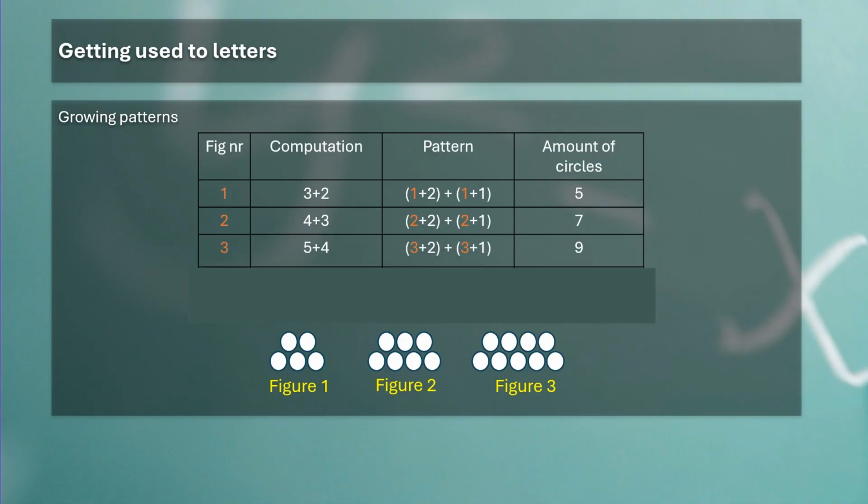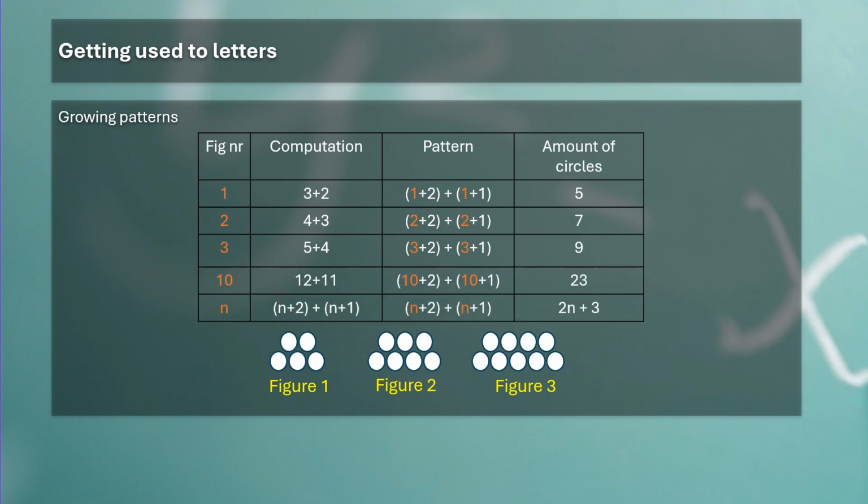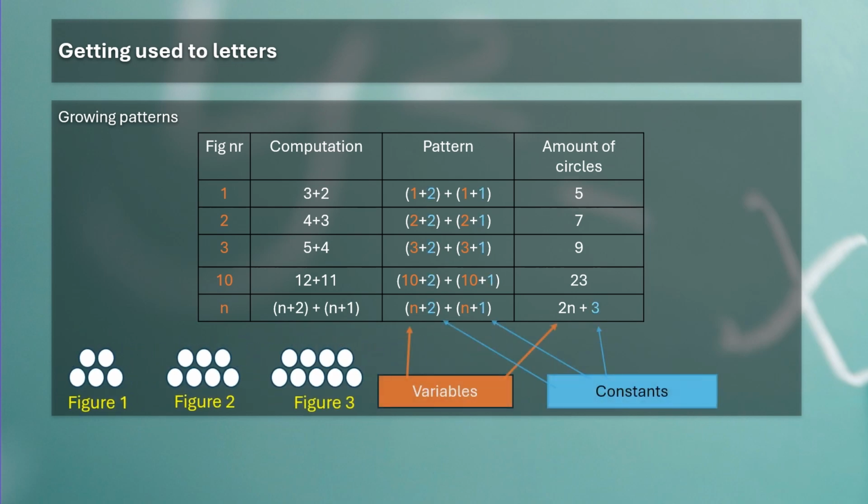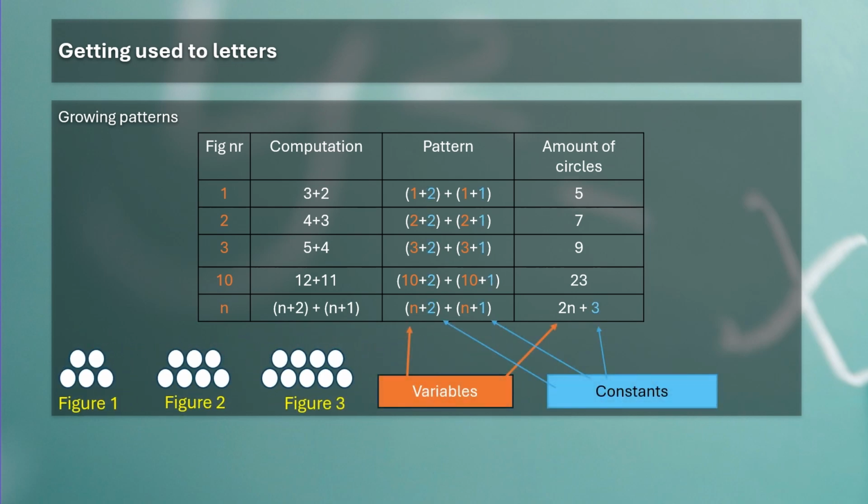Such a table can be very useful when distinguishing between variables and constants in algebra. Constants are the numbers or values that are always present in all the figure numbers. In the column for pattern, you'll see that the numbers plus 2 and plus 1, which we have colored blue, are present in all the figure numbers. They are present every time. They are constant. The value that changes with the figure number is called the variable.